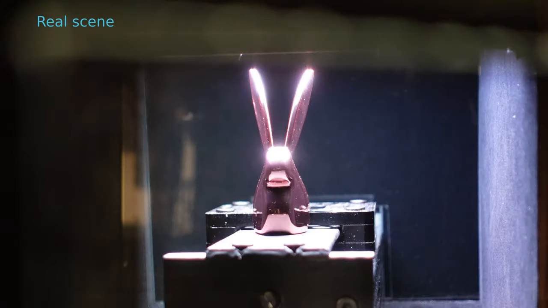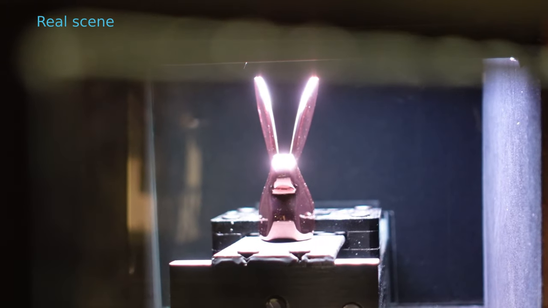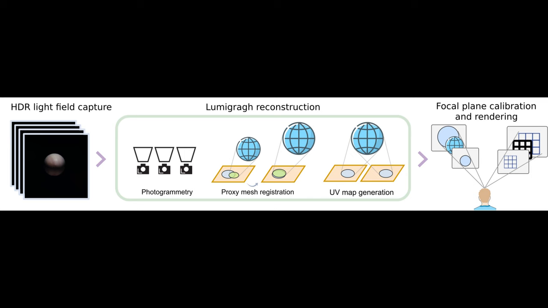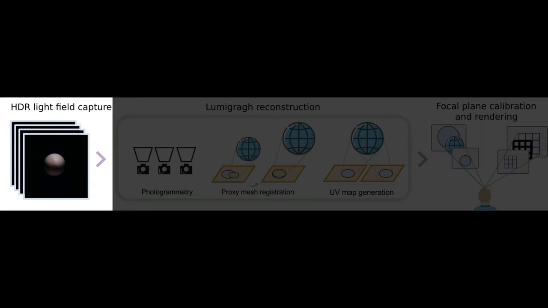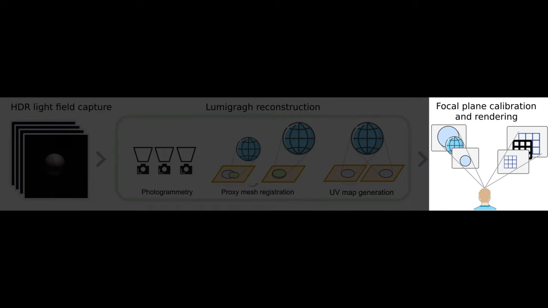A distinguishing feature of our display is that it can show either a physical object or its virtual counterpart without requiring a change in position of the observer. We limit our display to show a lumigraph of a small object. The lumigraph combines a high dynamic range light field with a proxy mesh, which is aligned to the light field using differentiable rendering. Finally, we use linear filtering to render the lumigraph on both focal planes.